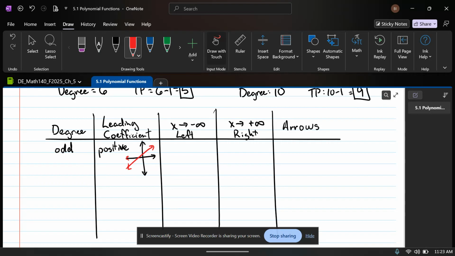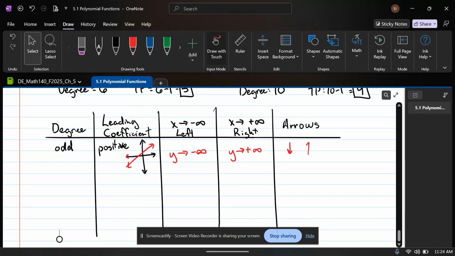So as the graph is going to the left toward negative infinity, what's this side doing? It's going down. It's going toward negative infinity. The y values are going toward negative infinity. As the graph goes to the right, the y values are going toward positive infinity. So left side down, right side up.